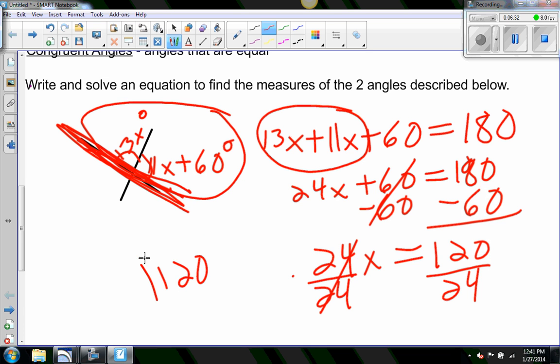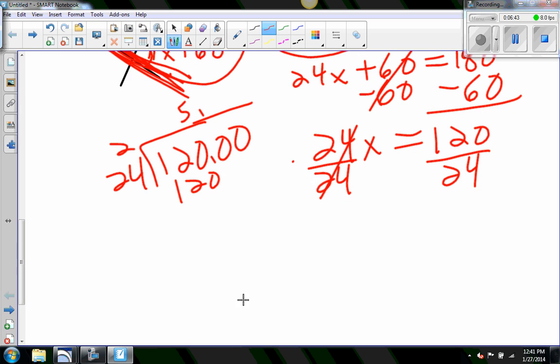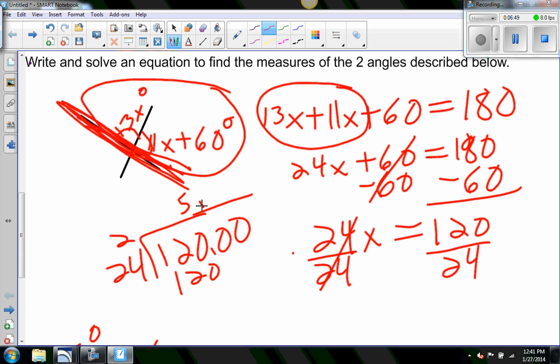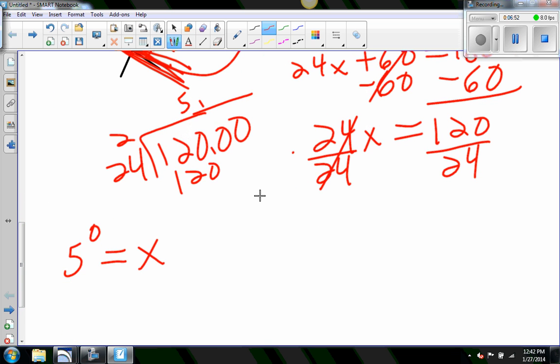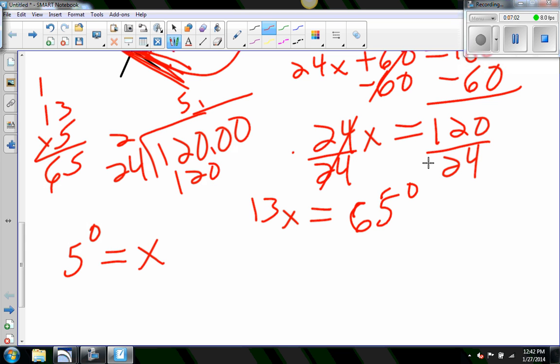So 120 divided by 24. I believe that comes out to be 5 degrees, but is that your answer? That's not what it asked. 5 degrees is x, but that's not what it says right here. It says what is 13x? So 13x would equal whatever 13 times 5 is. 13x would be 65 degrees.